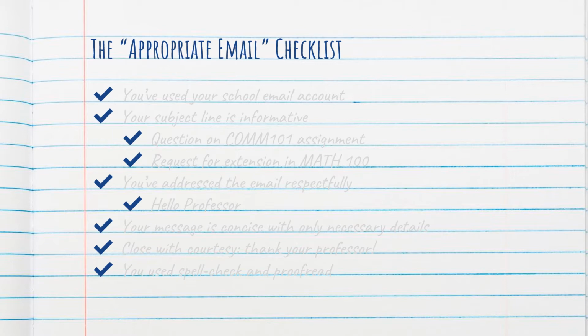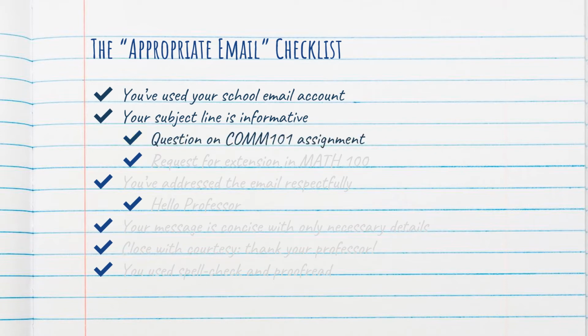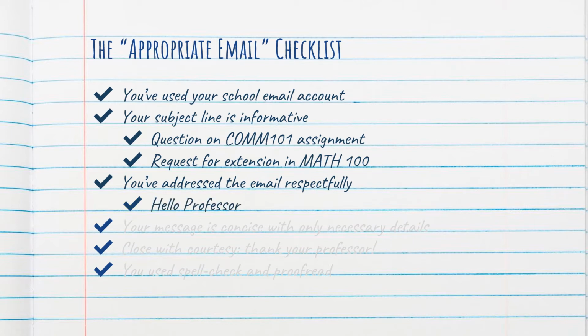Here's a handy checklist you can use to make sure that your emails are clear and conveying the proper message. Use your school email account. That way, your professor knows that the email is really coming from you, their student. Make sure your subject line is informative. For example, "Question on the COM 101 assignment" or "Request for extension in Math 100." Address your email respectfully. The quickest and easiest thing to do is just use a simple, "Hello, Professor."